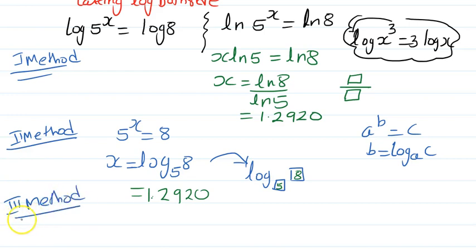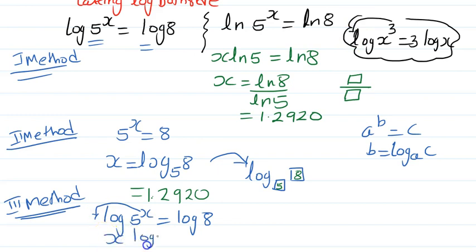So it's up to you entirely which method you use. We have used ln here, now we are using log here. So it is log 5 to the power x equal to log 8. Using this rule, the power x comes forward. So it will be x log 5 equal to log 8. So from here, you can write x equal to log 8 divided by log 5.